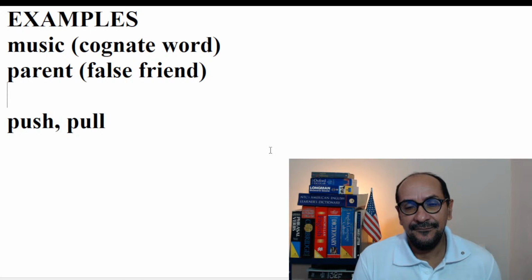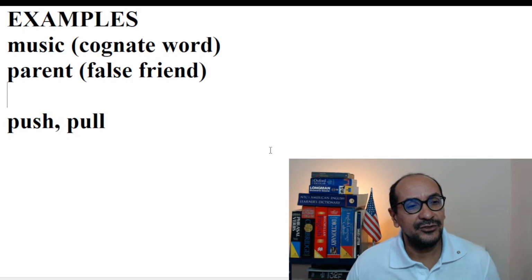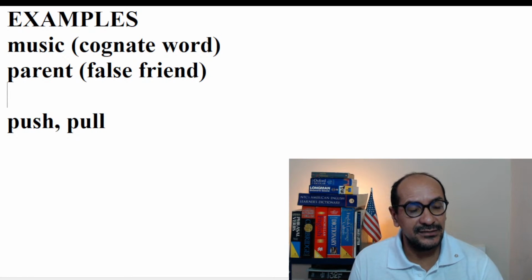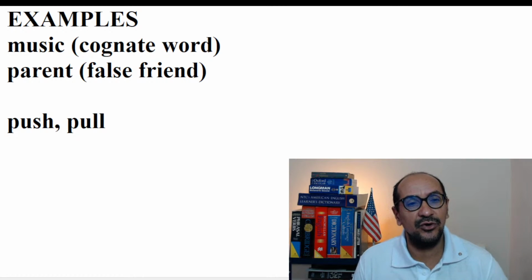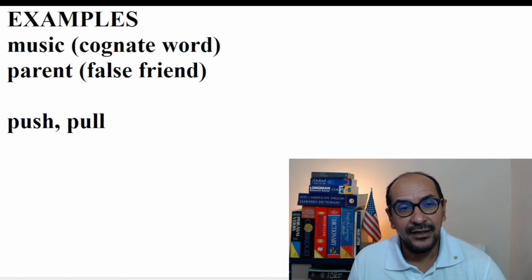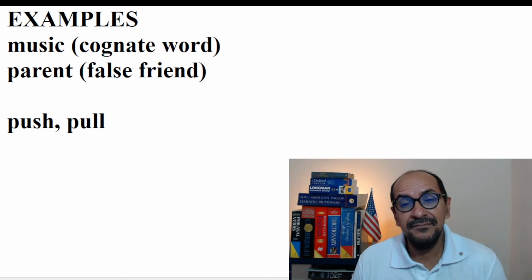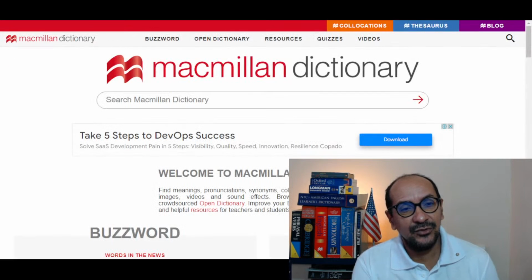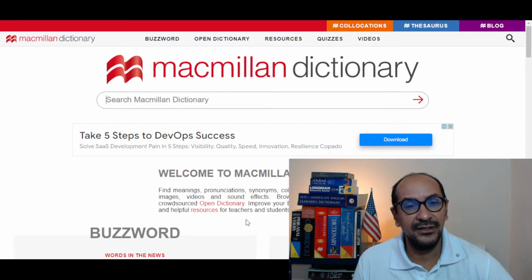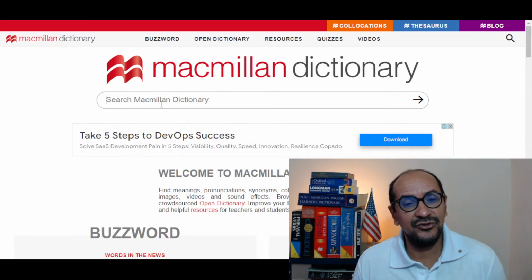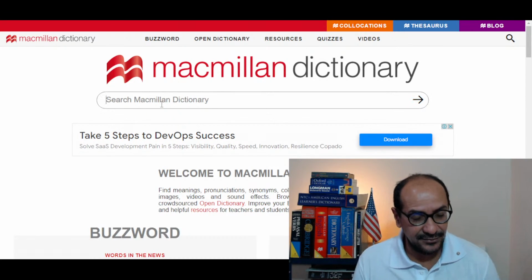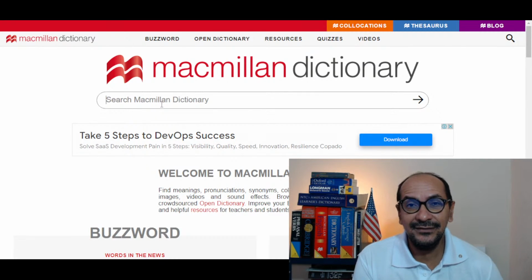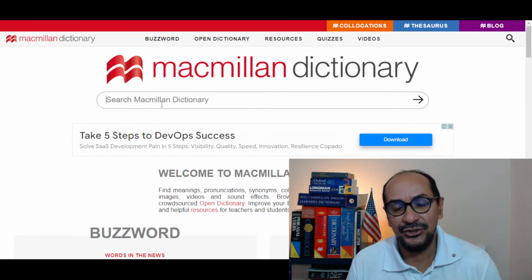When you read something, you need to be aware that you need to use dictionaries in order to get that. So I'm going to show you a different dictionary today. I'm going to show you the Macmillan Dictionary. As you use the Macmillan Dictionary, just pay attention because you are going to have just one kind of pronunciation.